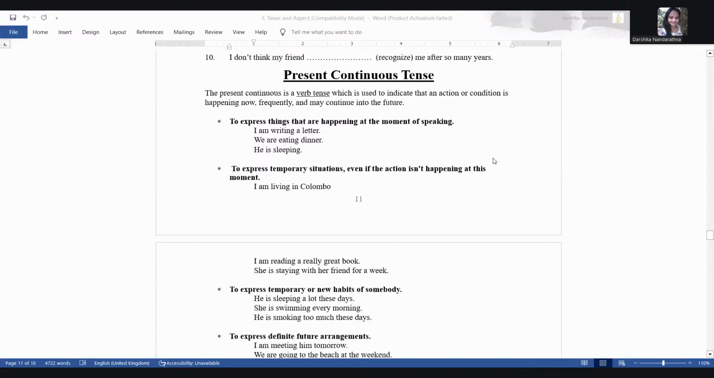Now we are going to start to discuss about continuous aspect, Pute. Under continuous aspect, once again we have three tenses: present continuous tense, past continuous tense, and future continuous tense. Okay, so the meaning of this word continuous is in progress.